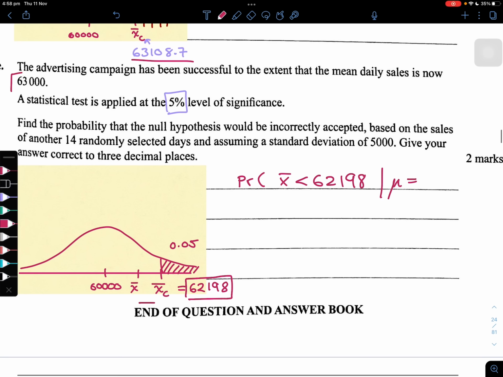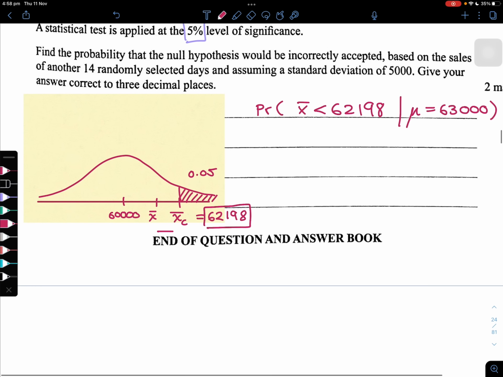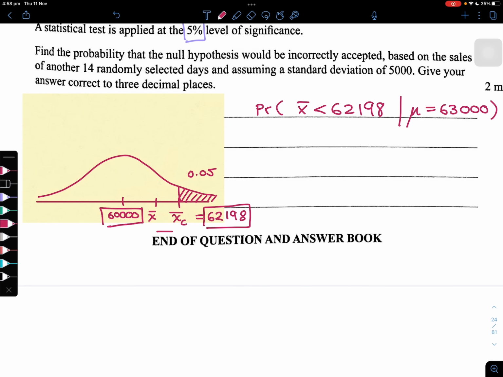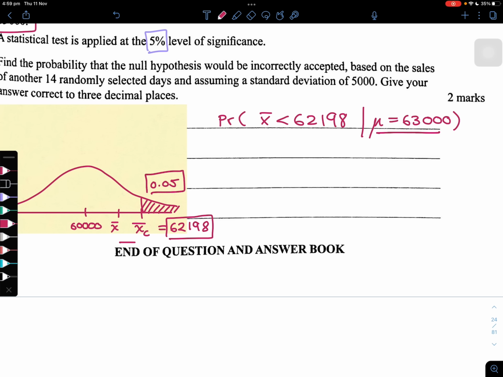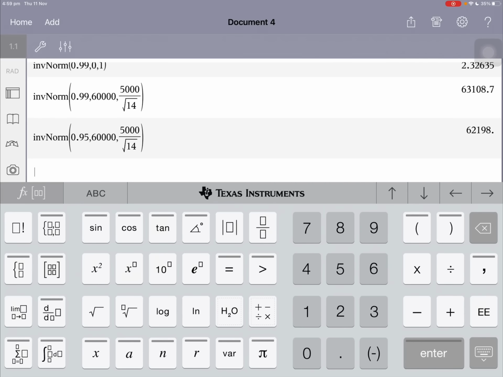given that our mean in reality is actually 63,000, okay? Because in reality, to the eyes of the researchers, they still think that you have 60,000 as your mean. So what we're trying to work out is what's the chance that in the eyes of the researchers, you're going to get a sample mean that's less than that value that gives you a p-value of 0.05? Meaning that your p-value will be bigger if your mean is actually 63,000, because that mean is what's going to actually affect all of your probabilities. And remember, your standard deviation is still 5,000 on root 14. Okay, so if I haven't messed anything up, that would be what we need to work out.